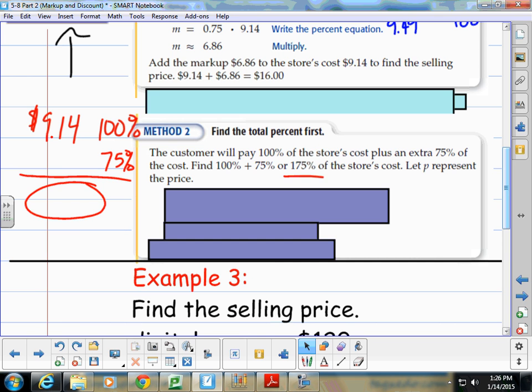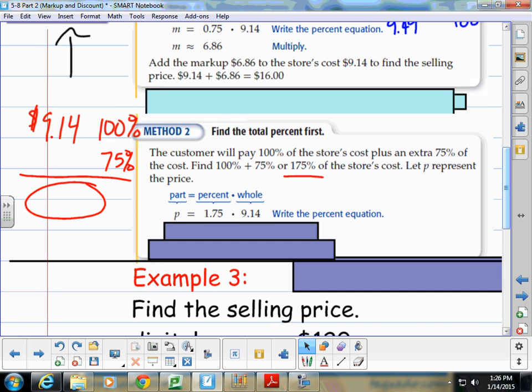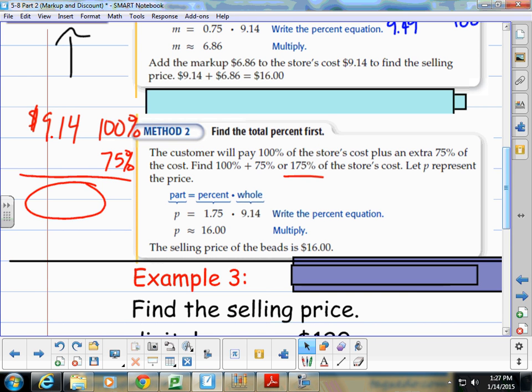So we can let P represent the price. We find out our part. We're looking for what part we're paying if we're paying 175% of $9.14. Multiplying, we get $16. So the selling price of the beads is $16. Either way works. It's just whether you decide to find the added on cost and then add, or find it all at once using the 100%.